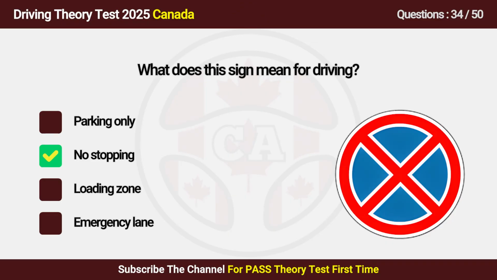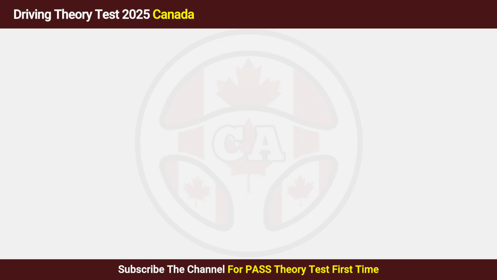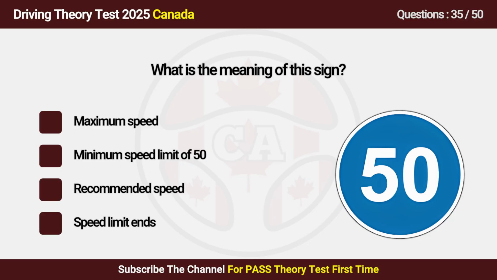Answer is B. No stopping. This sign indicates no stopping. You are not permitted to stop your vehicle for any reason, even briefly, in the area where this sign is displayed. Question 35. What is the meaning of this sign?